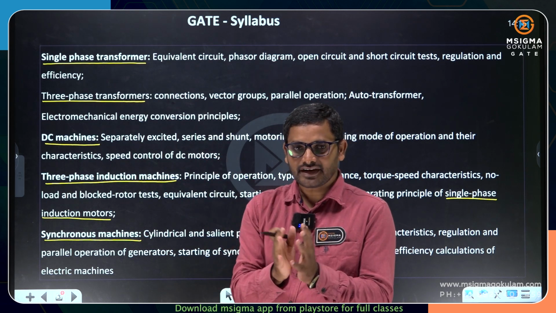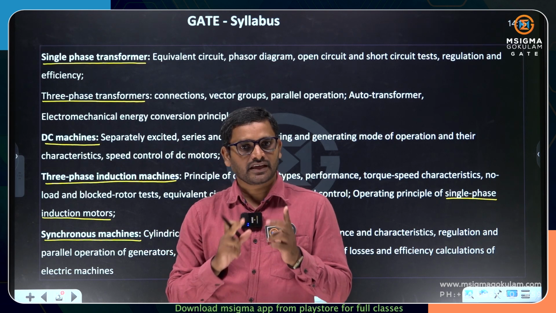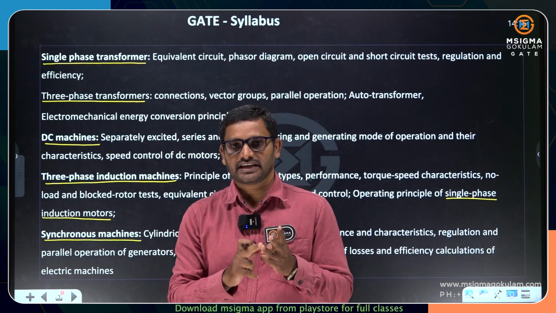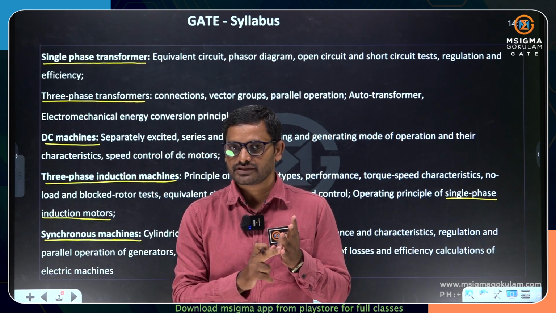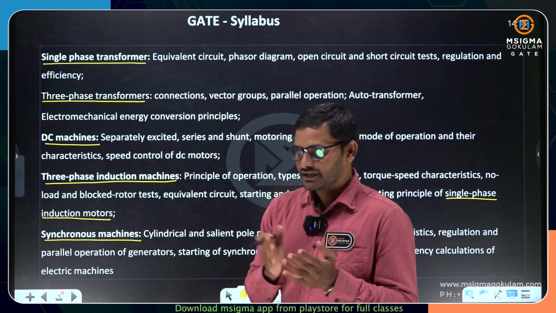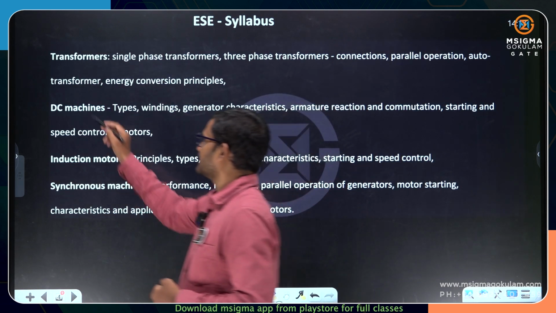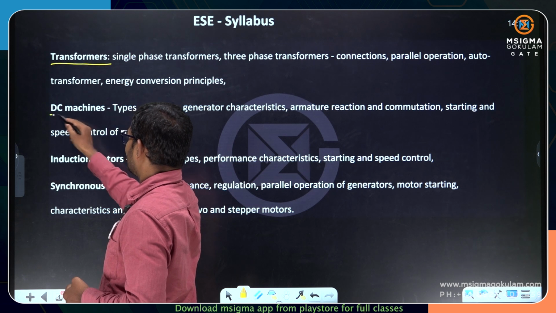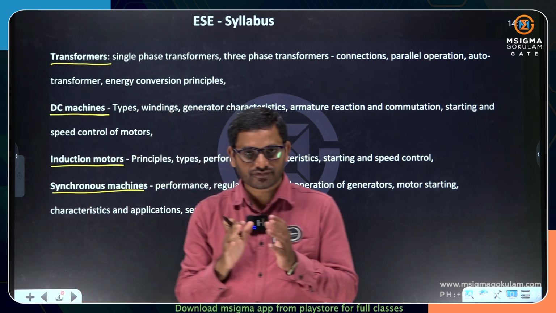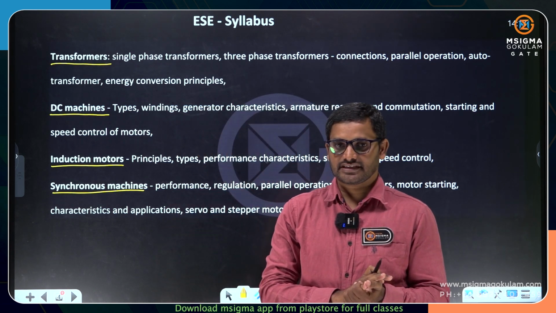So I can divide the entire machinery into four parts. One is transformer, the second is DC machine, the third is induction machine, and the fourth is synchronous machine. Even if you see the engineering service examination syllabus, it looks the same: transformers, DC machines, induction machines and synchronous machines. So these are the four parts you need to cover to complete the electrical machinery subject.